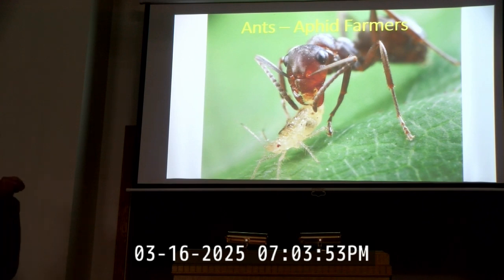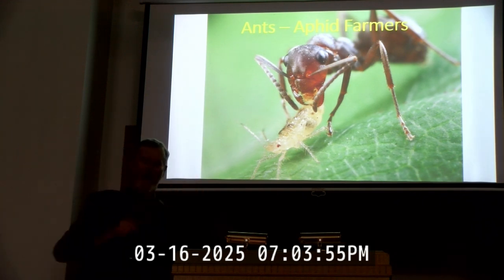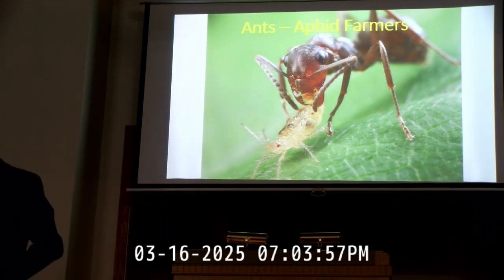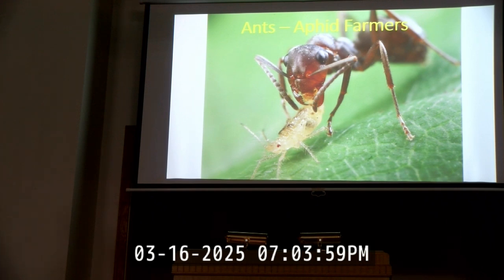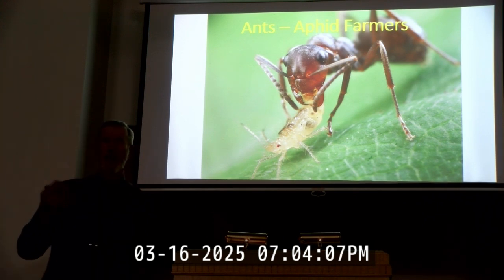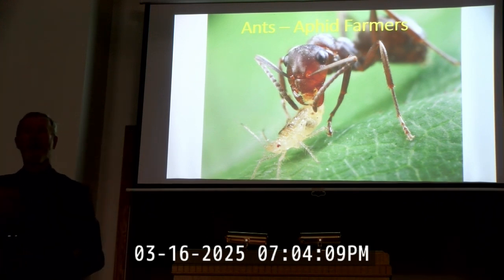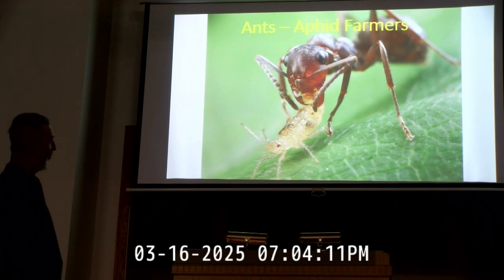They grow their own aphids. They go out, they collect the aphids, they take them back to their nest, the formicary, and they take care of them. They tend them like we would our cows maybe, our chickens, sheep, whatever. Animals that we will then use for food.